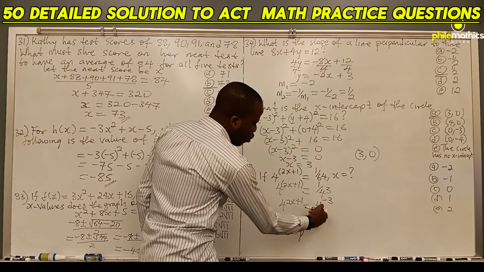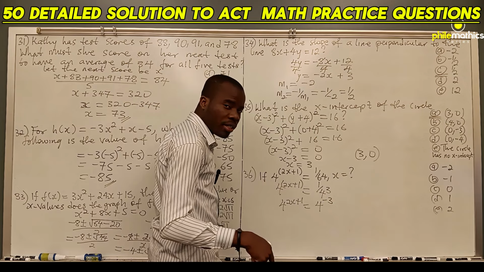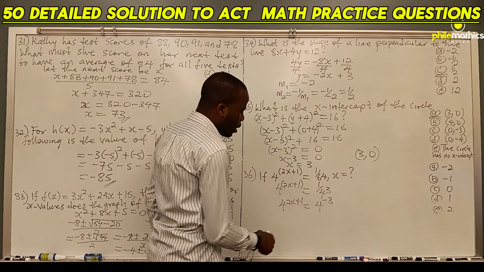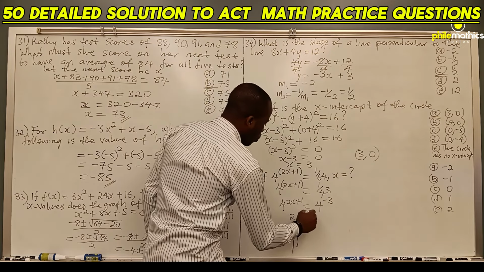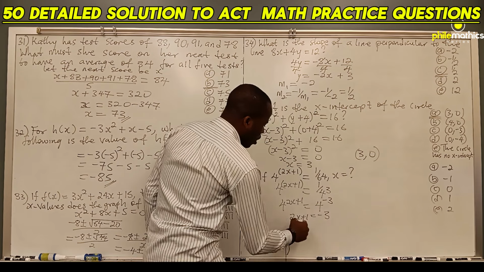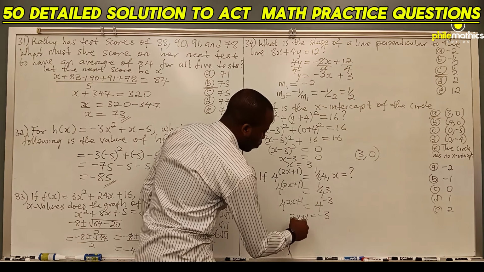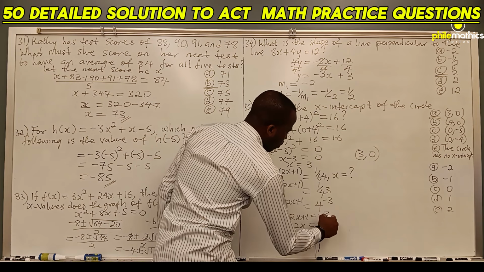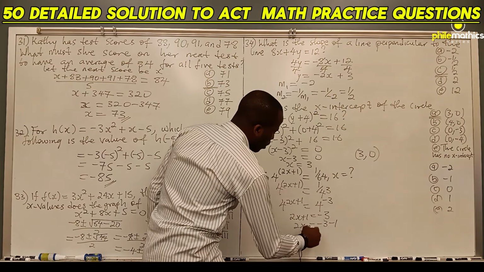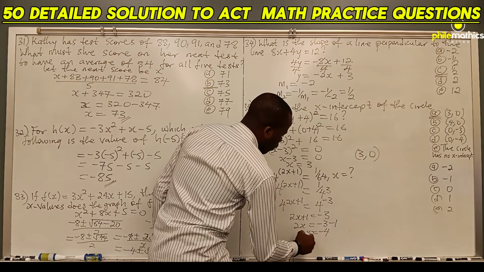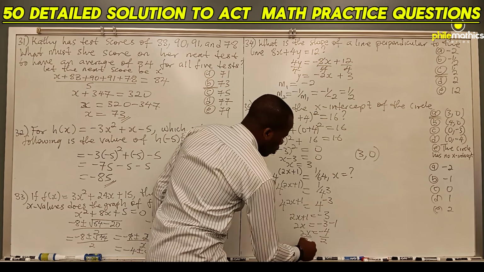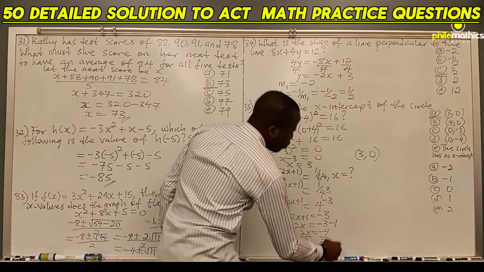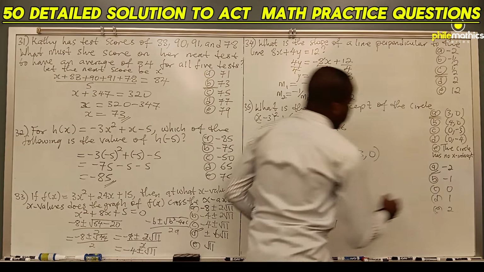Because they are in the same base, from laws of indices, we have to equate their powers. So 2x plus 1 equals minus 3. Subtract 1 from both sides, 2x will be minus 3 minus 1. 2x will be minus 4. Divide both sides by 2. x will be minus 2, which is A.